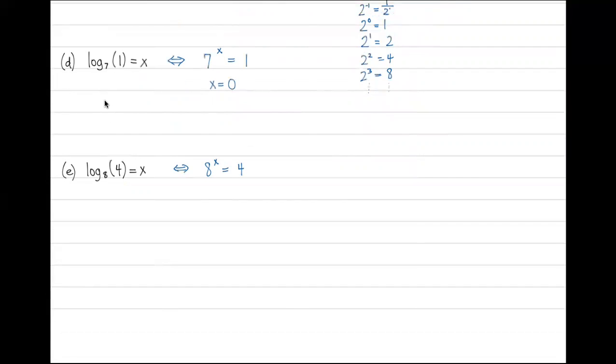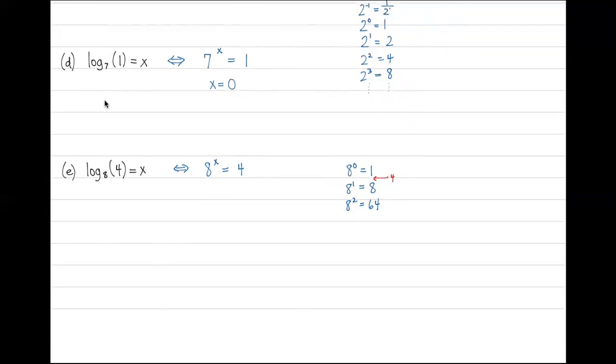Now you might not know off the top of your head, so I might start writing out: 8 to the power of 0 is 1, 8 to the power of 1 is 8, and 8 to the power of 2 is 64. You'll notice that 4 fits in right in here. We know that the answer is going to be somewhere between 0 and 1, but we need to actually work out exactly what it is.